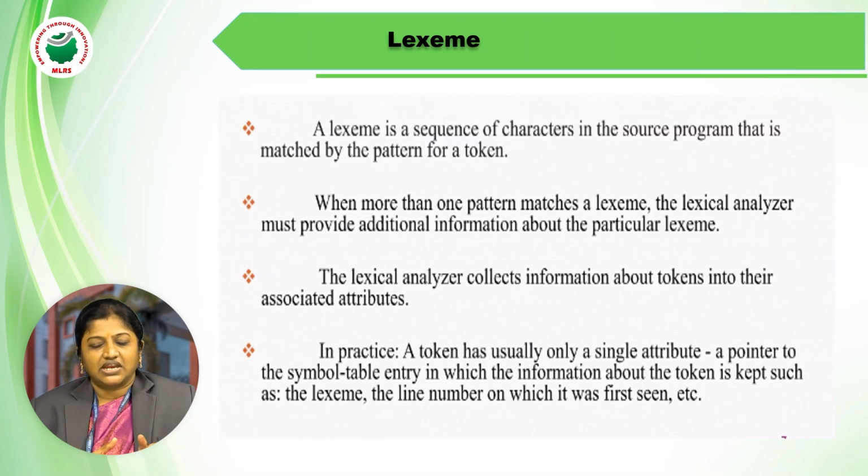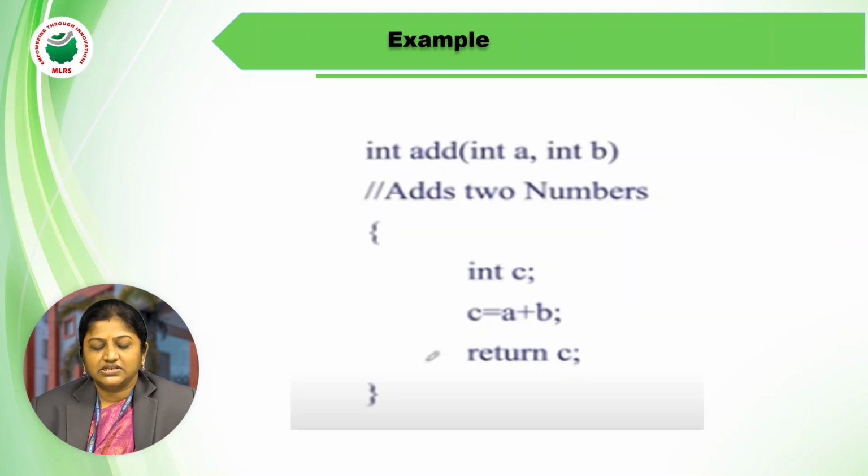So the lexical analyzer collects information about the tokens into their associated attributes. In practice, a token has usually only a single attribute, a pointer to a symbol table entry in which the information about the token is kept, such as the lexeme and the line number on which it was first seen. See here the example.